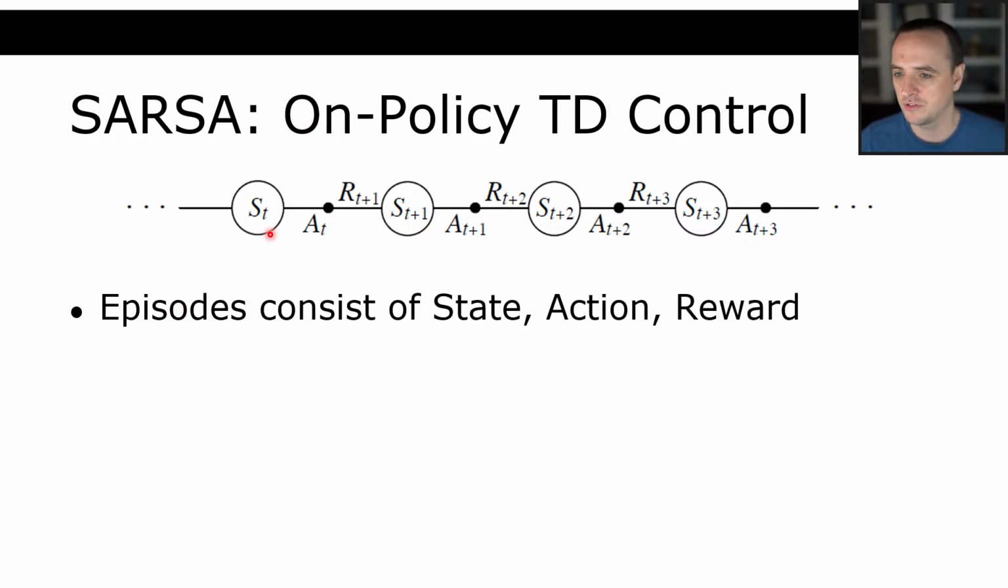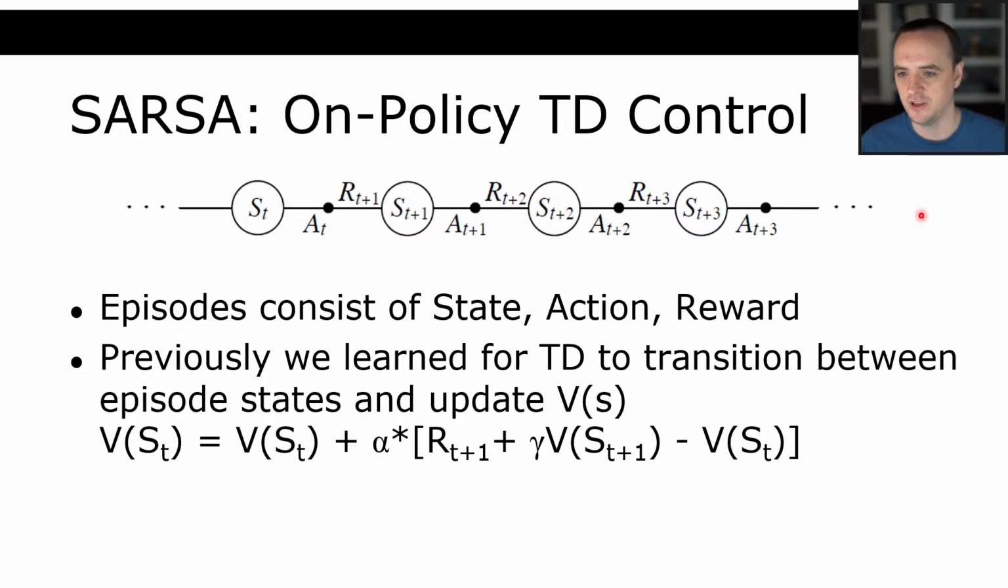Remember, episodes consist of state, action, reward. So we have a state, we take an action, we get a reward. We're at a next state, we take another action, we get another reward, etc. Previously, we learned for TD to transition between episode states and update V of S. Okay, this is the formula that we had.